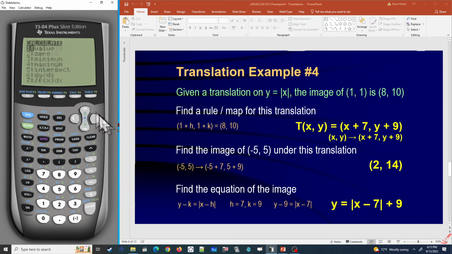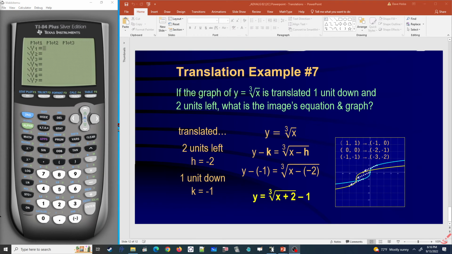And so I can go second calc, and I can go value, and I can type in 2, get my result. I can type in 8 and get 8, 10, and I know I've done this one right. My third and final example will be translation example number 7, and I would like to enter the equation, and for this I need to put in a cube root.